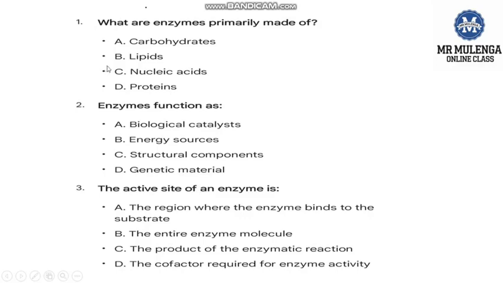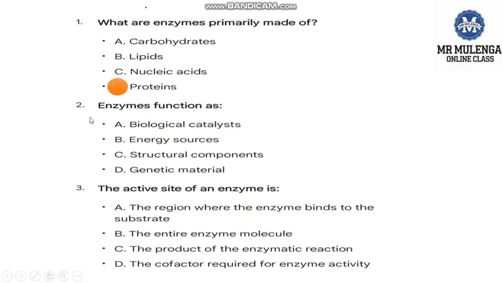So here is our question 1. What are enzymes primarily made of? A. Carbohydrates, B. Lipids, C. Nucleic acids, D. Proteins. So enzymes are primarily made of what? Proteins. So here we are saying enzymes are proteins. So the correct answer is D.